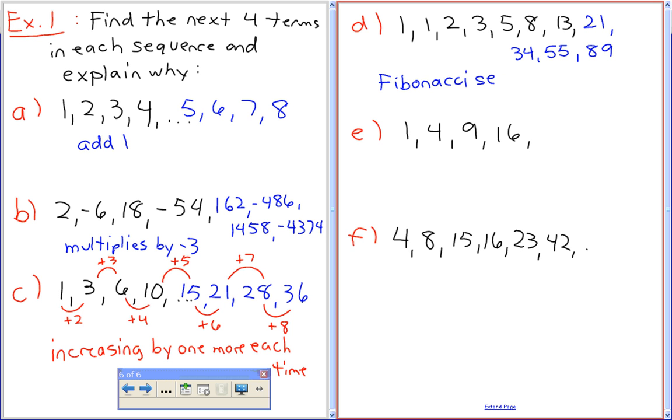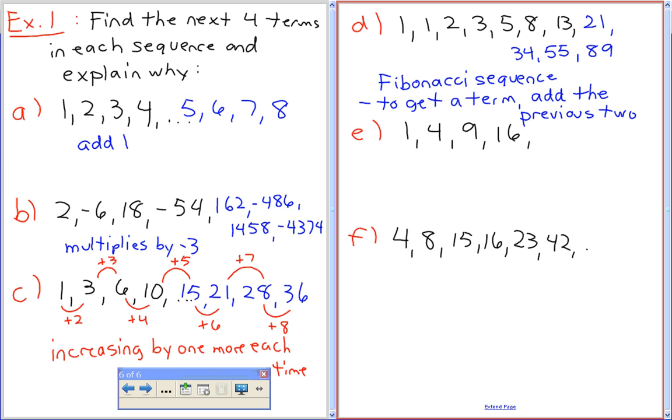The Fibonacci sequence is, to get each term, add the previous two. So 1 + 1 is equal to 2. 1 + 2 is 3. 2 + 3 is 5. 3 + 5 is 8. Add the previous two to get that one.